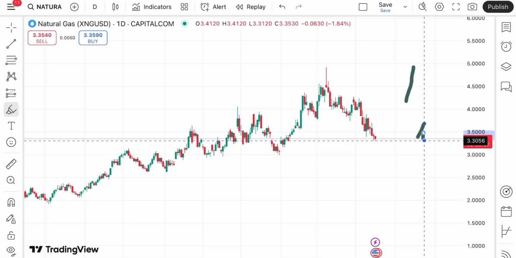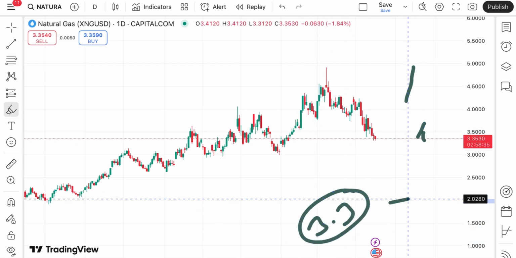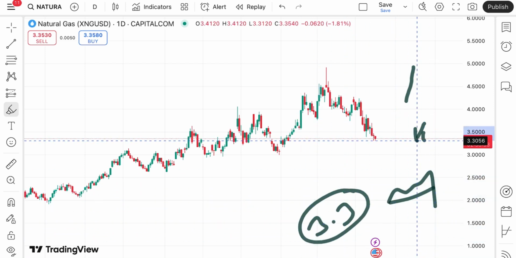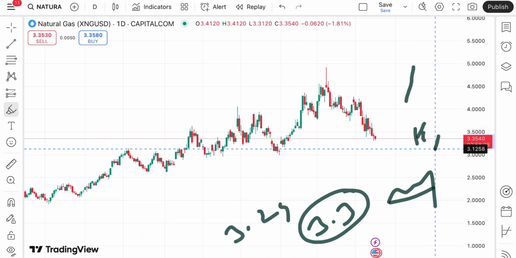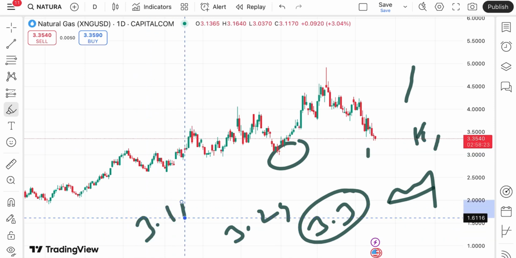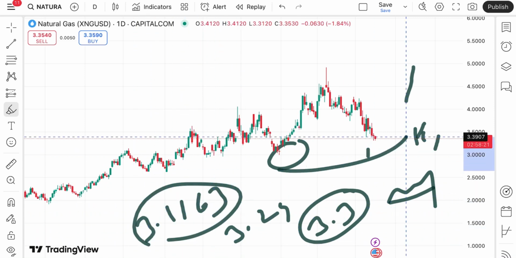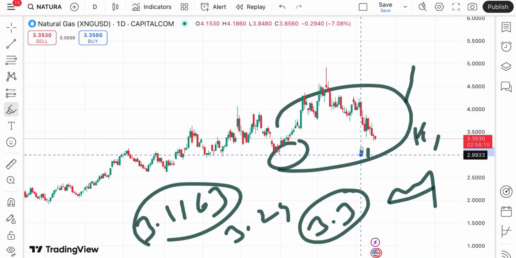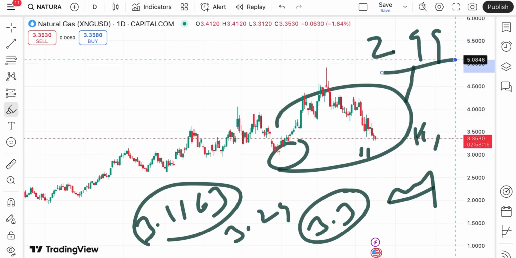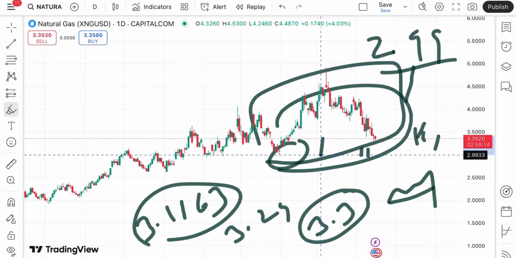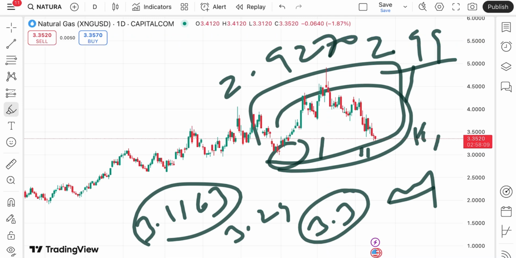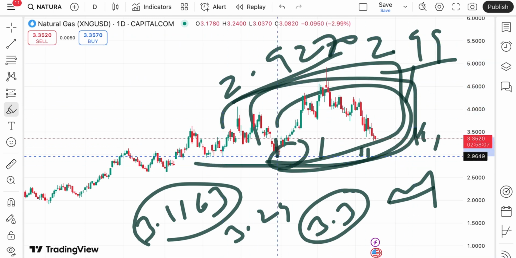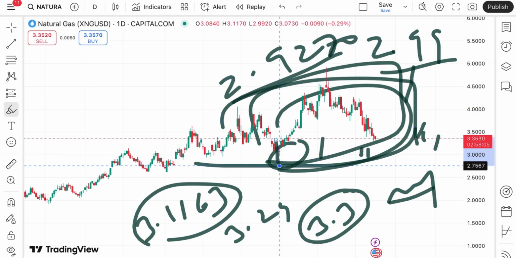If the price started falling below this level, we can see it will fall below 3.3, because that is already being tested. Chances are high it will touch $3.29, and once the price moves below this level, this gap is still there, so it can touch $3.1163. Then chances of going further down towards $2.999. Then there will be a zone breakout for the fall, and from there it can move towards $2.9270.